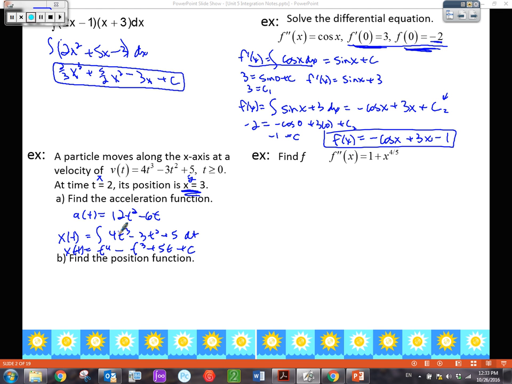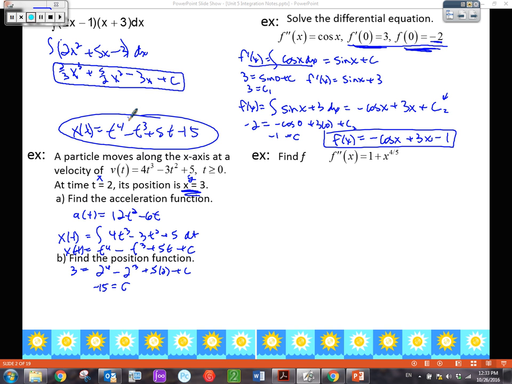Now our job is to find c, so we're going to go back to this information. So 3 equals 2 to the 4th minus 2 cubed plus 5 times 2 plus c. Now just to save you all the arithmetic, c turns out to be negative 15. So my x of t is t to the 4th minus t cubed plus 5t minus 15. Okay, how are we?